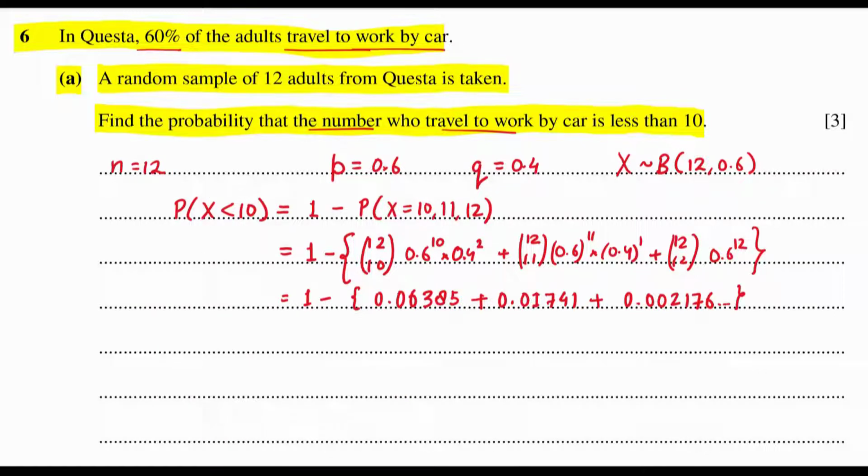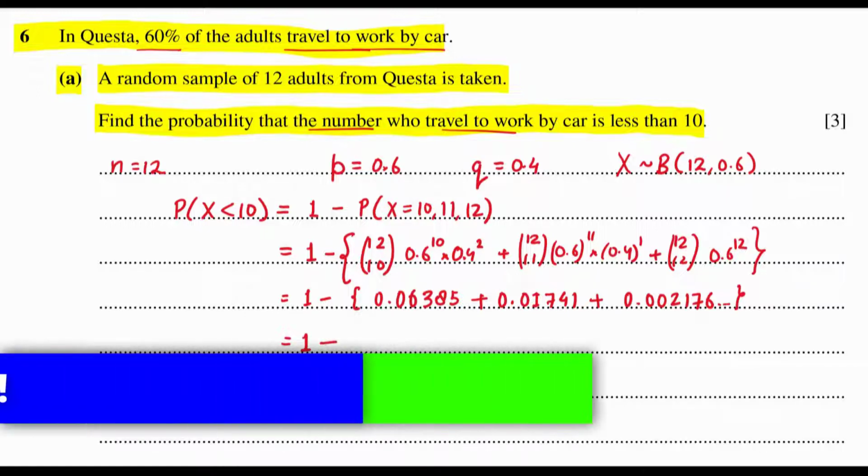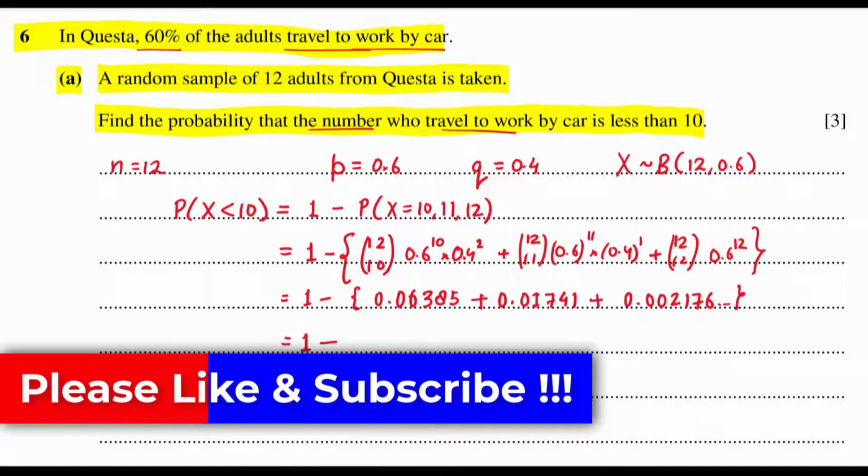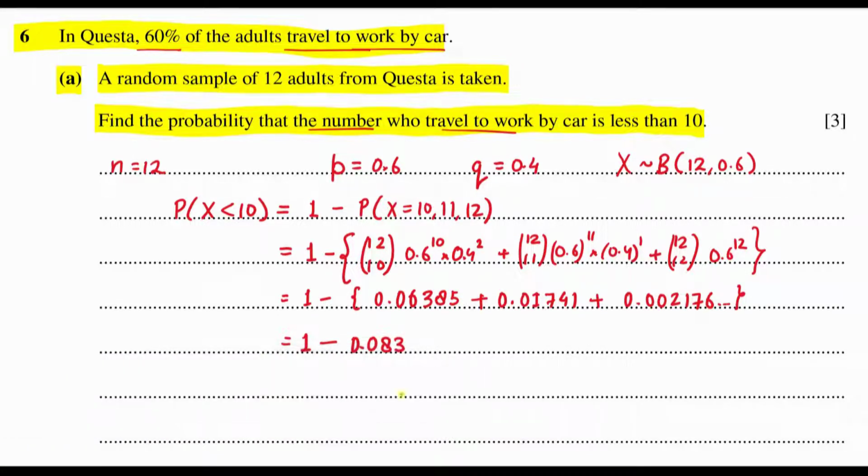And now we are going to add them all, which is 1 minus, this value is coming 0.0834 and so on. So 1 minus, the answer is going to be 0.91656 and so on. So to 3 significant figures we can write it as 0.917, and that's the probability. I hope it is clear.